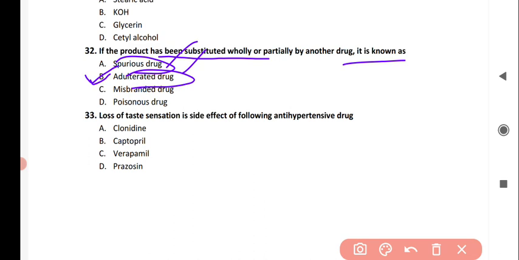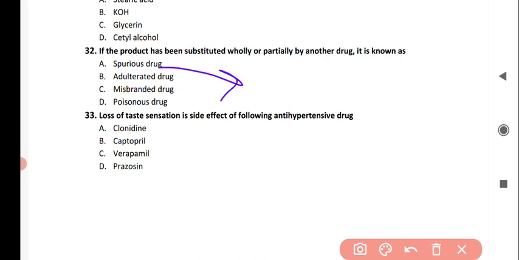There are two statements that are given for spurious drugs. If the drug is manufactured under the name of another drug, then it is called a spurious drug. That is the most probable statement for spurious drug. The statement that it has been substituted wholly or partially by another drug is also given for spurious drug. But I am giving answer B because that is the answer in the answer key, and in several books it is also given as adulterated drugs.